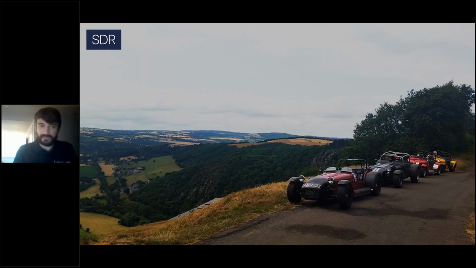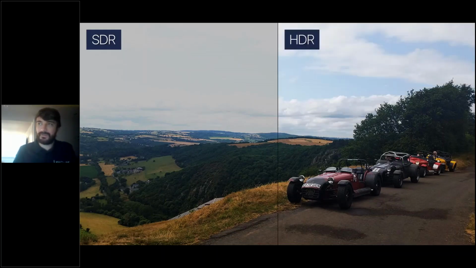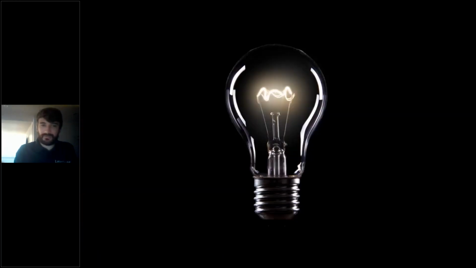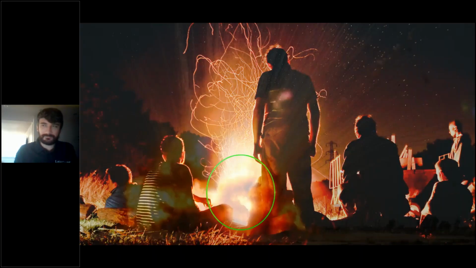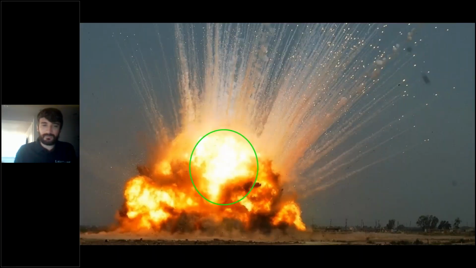And if we put them side by side, you get a good idea of this. So where is HDR going to make a difference? It could be in this light bulb, maybe in a campfire. So it's really the brightest parts of the image where typically you'll see the biggest difference.